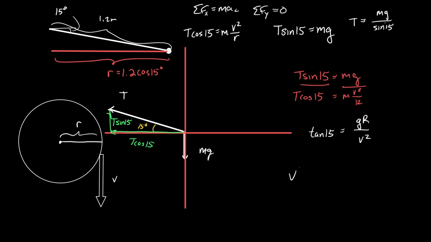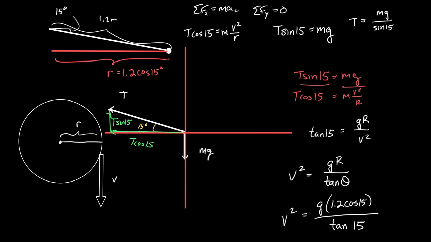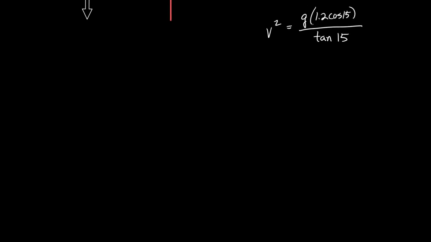So v squared equals g r over tan theta. Getting closer, but again, I can't have r in my answer, so v squared equals g times 1.2 cosine 15 divided by tangent 15. All right, now we've gotten someplace. We can do that, right? And this will give us v. So I'll leave that to you guys. Take the square root. That's how fast it's got to be going.